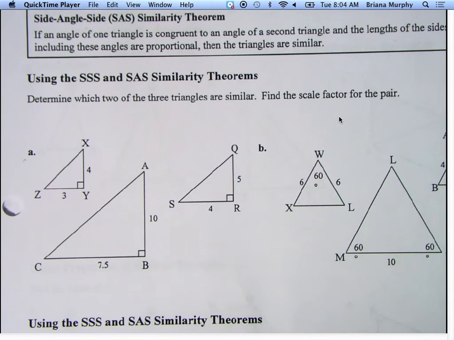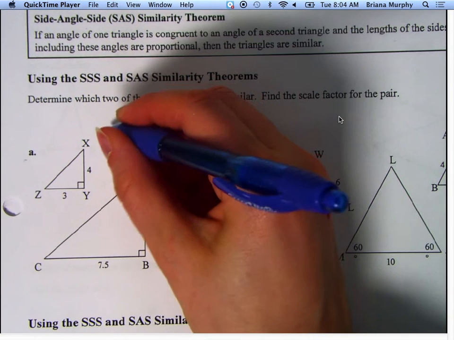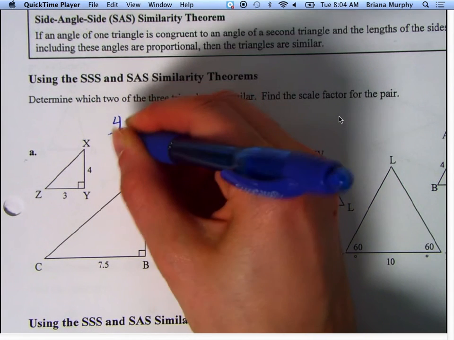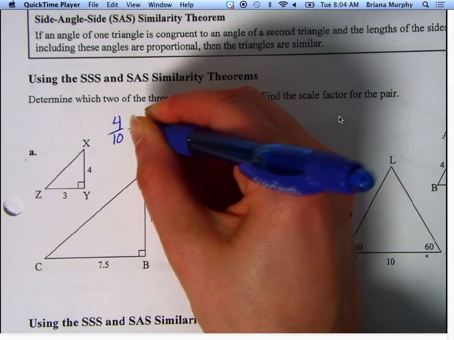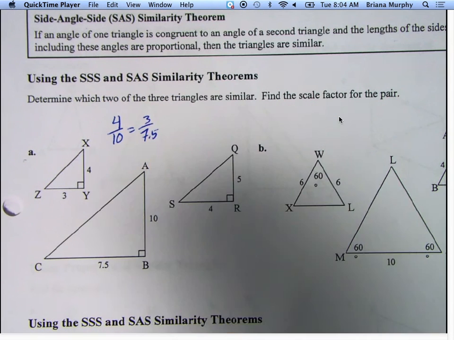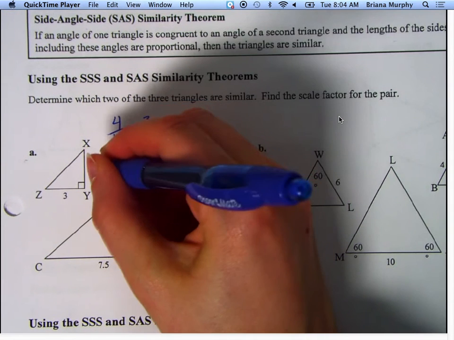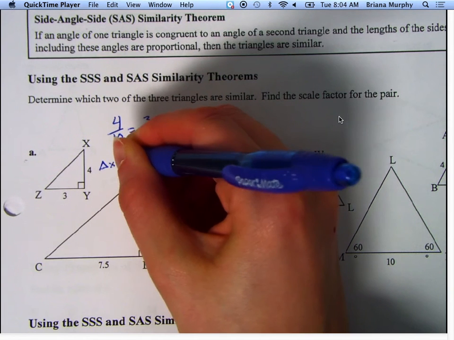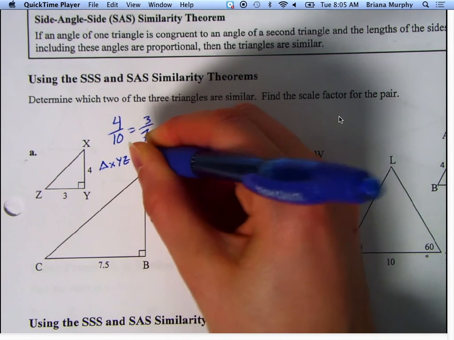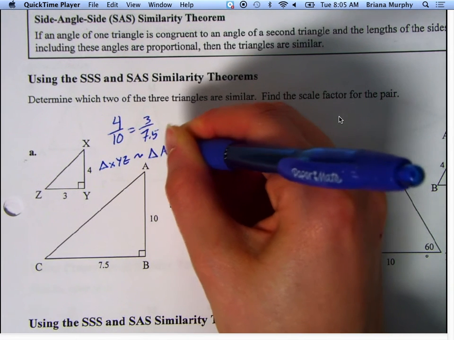Okay? So, let's see if these guys are similar. So we're just going to set up proportions. We're just going to say, is 4 over the 10 the same as 3 over 7.5? Okay? So 4 divided by 10 gives us 0.4. 3 divided by 7.5 gives us 0.4. So I can say triangle XYZ is similar to triangle ABC.